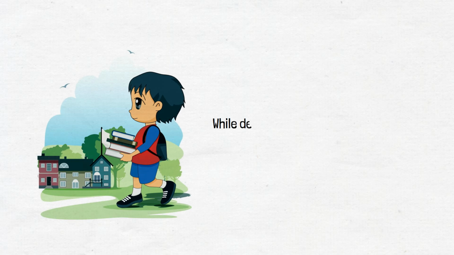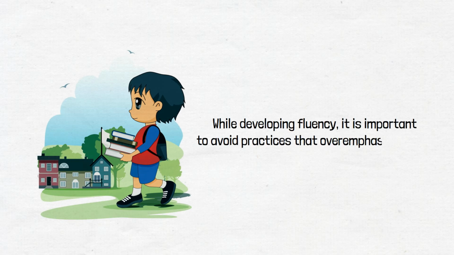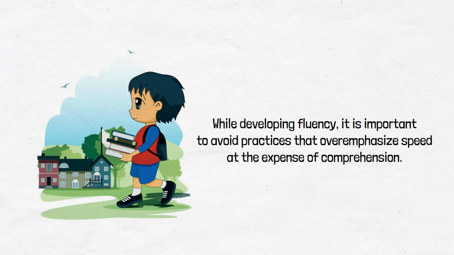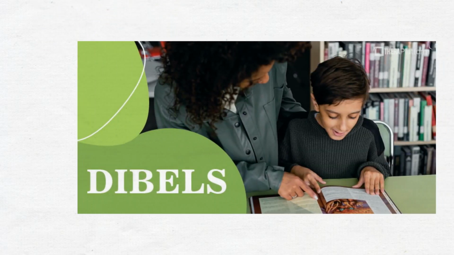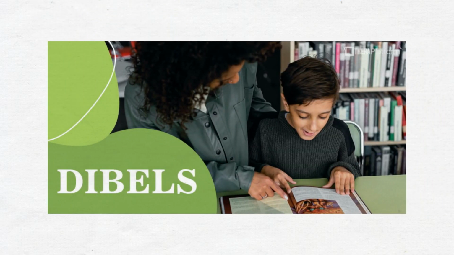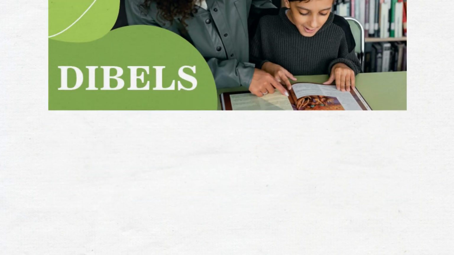While developing fluency, it is important to avoid practices that overemphasize speed at the expense of comprehension. Timed oral reading tests, such as DIBELS, have been criticized for focusing too heavily on repeated readings of the same text, which can lead to rote memorization rather than genuine fluency. Instead, educators should balance speed, accuracy, and expression with comprehension.